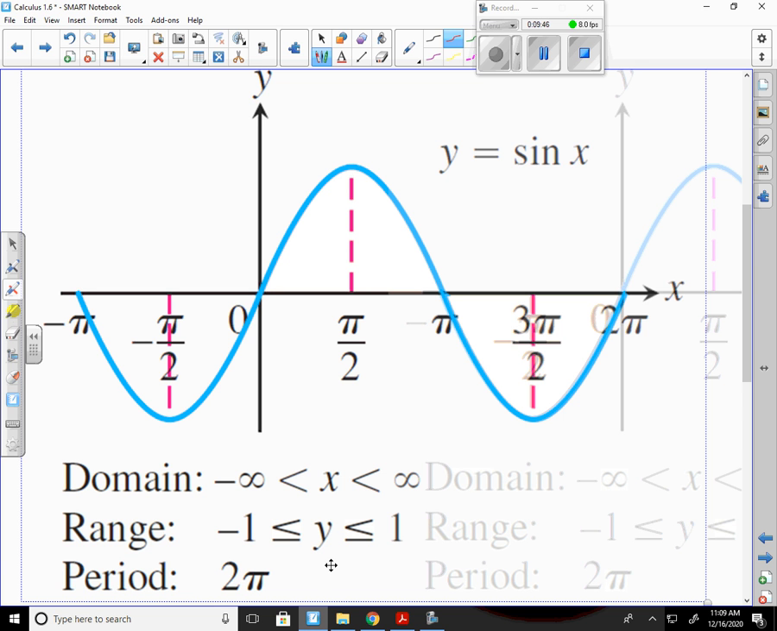My range in this case is -1 to 1 because my lowest number is -1 and my highest number is 1. The domain is -infinity to infinity because for every x value there is a y going on forever.